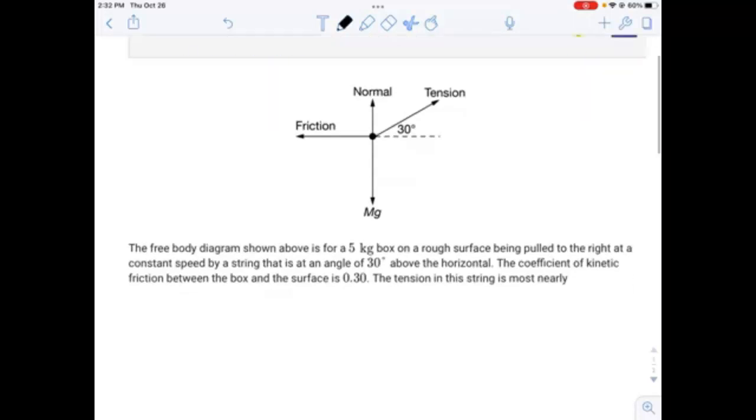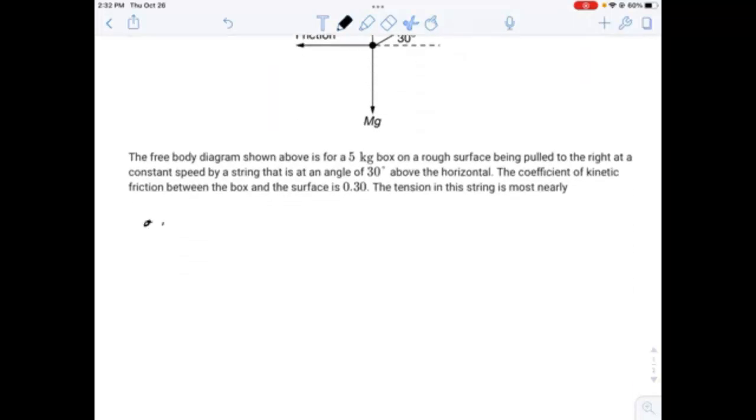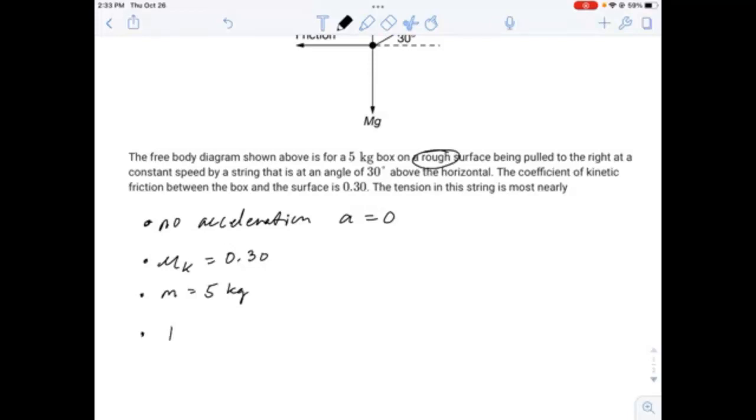All right, so let's make some notes. We have no acceleration because we're moving at a constant speed. So acceleration is 0. Coefficient of kinetic friction is 0.30. We know the mass of the box is 5 kilograms. We know it's a rough surface, we already said that because we have friction. So we're looking for the tension in the string.